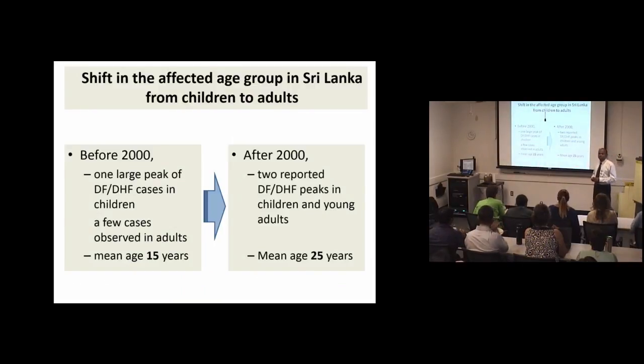These are some other changes in the epidemiology. One of the important changes is the shift of the affected age group from children to adults. Before 2000, it was mainly a childhood disease, with a mean age around 15 years, but up to 2000, the mean age increased to 25 years, affecting more young adults.